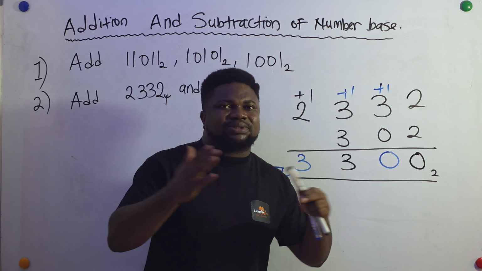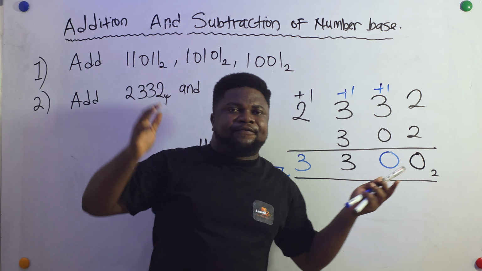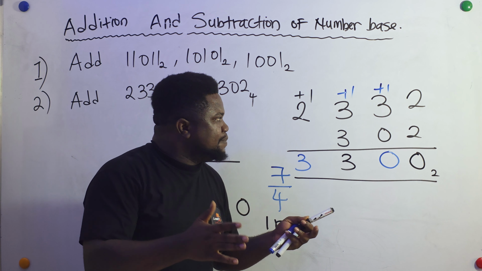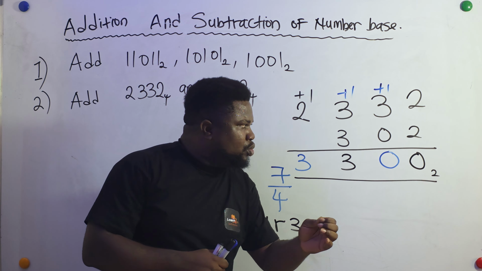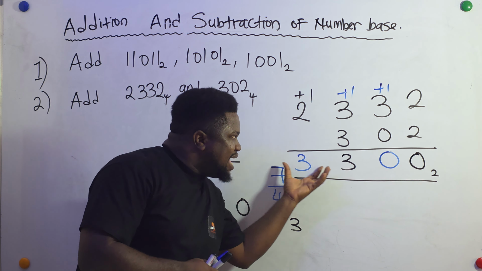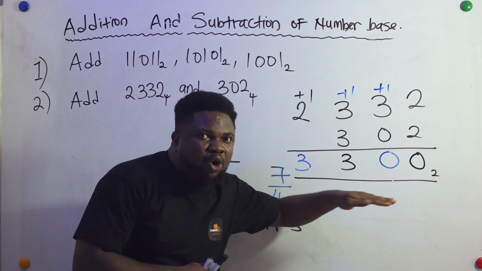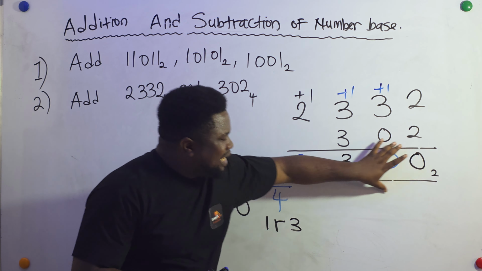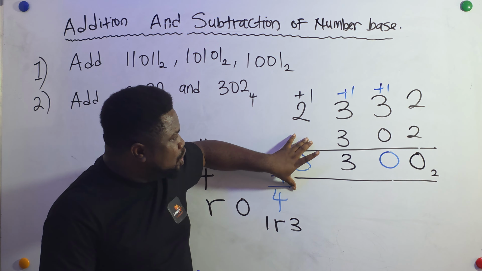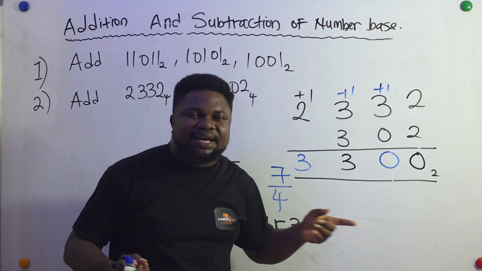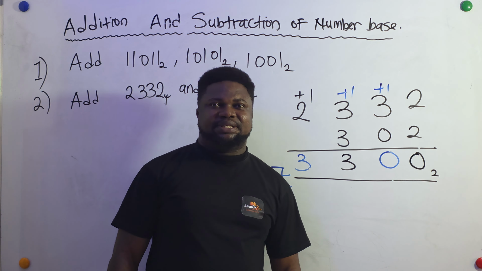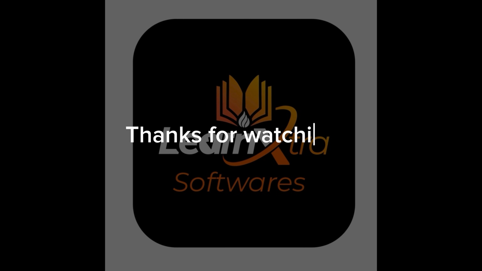Addition and subtraction in any base is simple. Do the normal addition and subtraction you know. Provided the answer you got is below that base, leave it like that. If the answer you got is that base or above that base, you have to divide and put down your remainder.